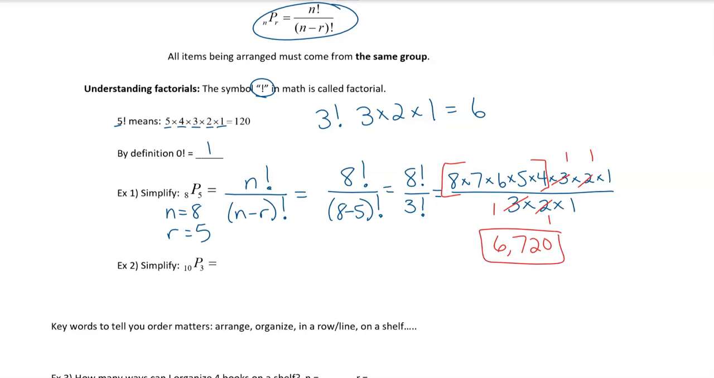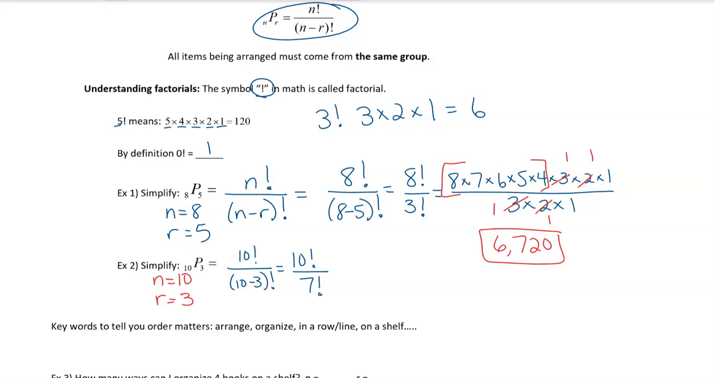The next example is simplifying 10P3. So n is equal to 10 and r is equal to 3. We're going to do 10 factorial divided by (10 minus 3) factorial, which is 10 factorial divided by 7 factorial.